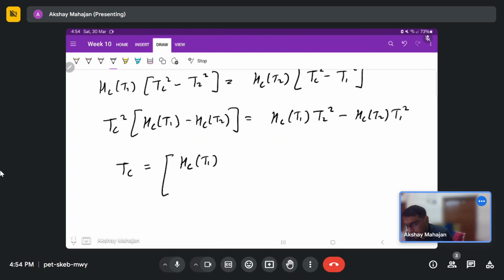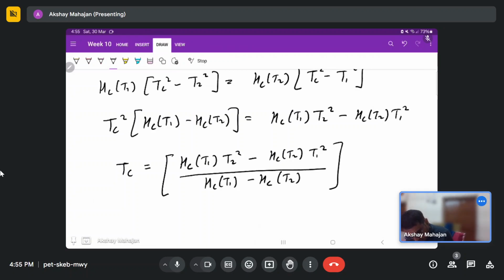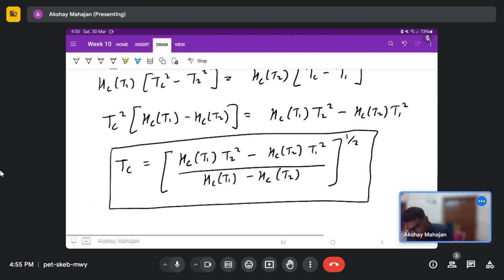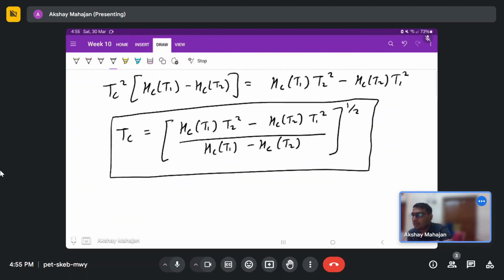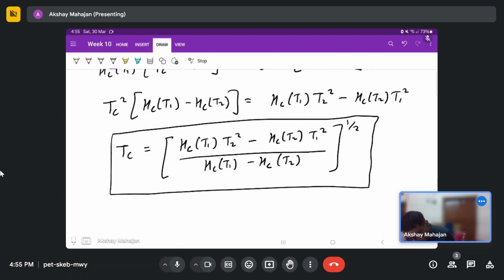Tc equals Hc(T1) T2 square minus Hc(T2) T1 square, divided by Hc(T1) minus Hc(T2), all to the power 1 by 2. Alright, so now we have this formula for our critical temperature. Hc(T1) T2 square minus Hc(T2) T1 square divided by Hc(T1) minus Hc(T2), to the power 1 by 2. Okay, that's correct.